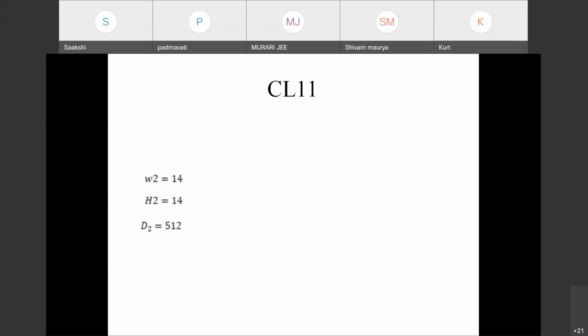The next layer is again convolutional layer. The 11th convolutional layer we are going to use with 3 cross 3 as filter size, padding as 1, with 512 different kernels for this convolutional operation. With that, my output volume becomes 14 cross 14 cross 512. And you may compute number of parameters required for this operation.